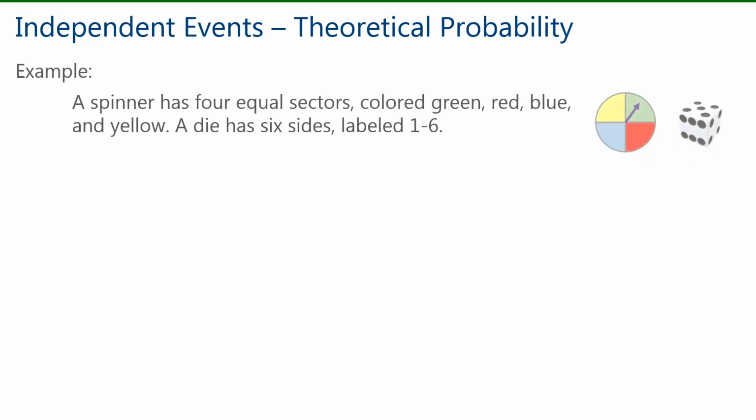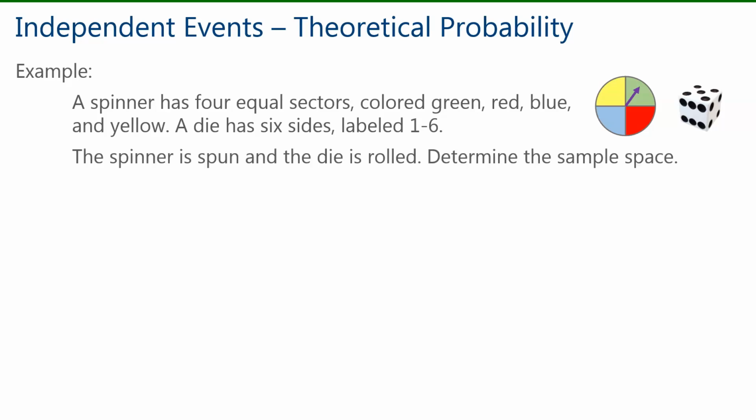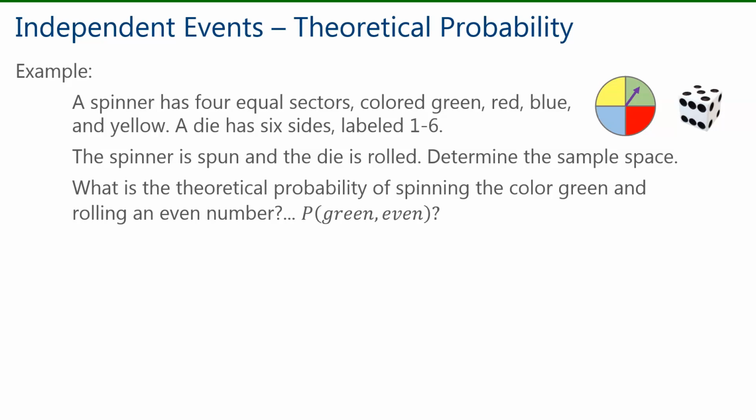Our first example: a spinner has four equal sectors, colored green, red, blue, and yellow. A die has 6 sides, which have been labeled 1 to 6. The spinner is spun and the die is rolled. The first thing we will do is determine the sample space. And now we have a question. What is the theoretical probability of spinning the color green and rolling an even number?